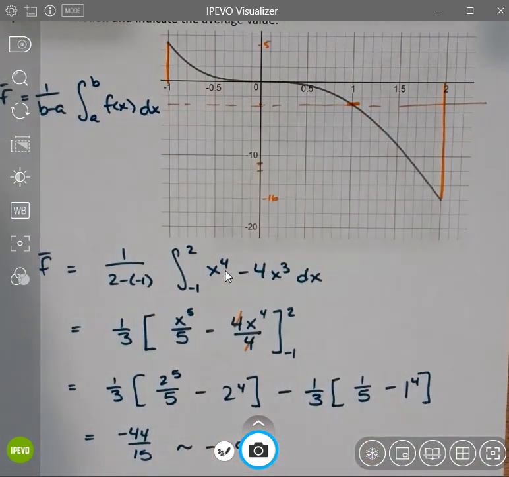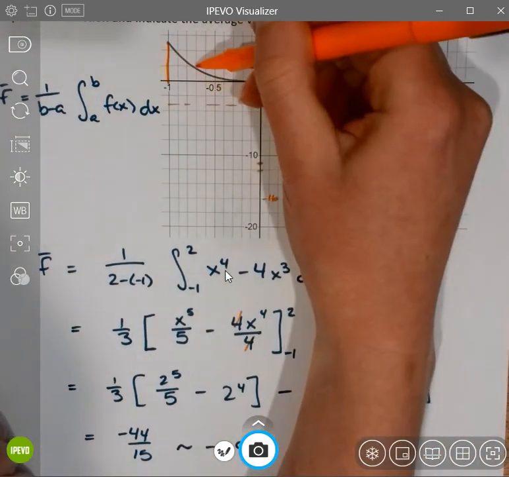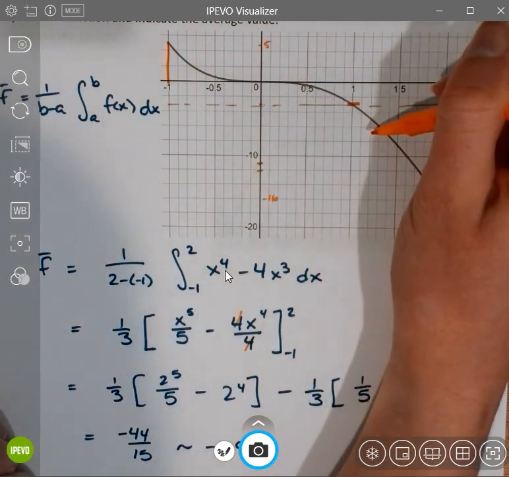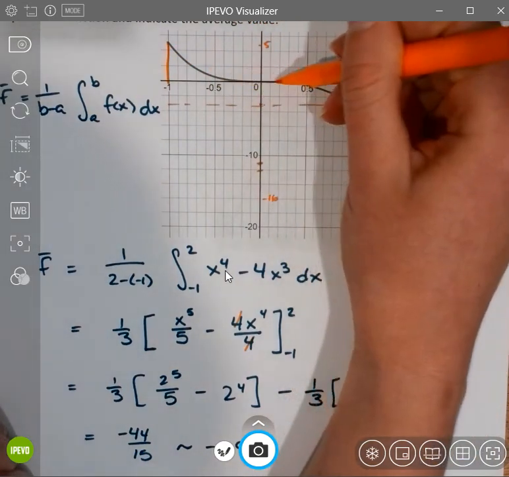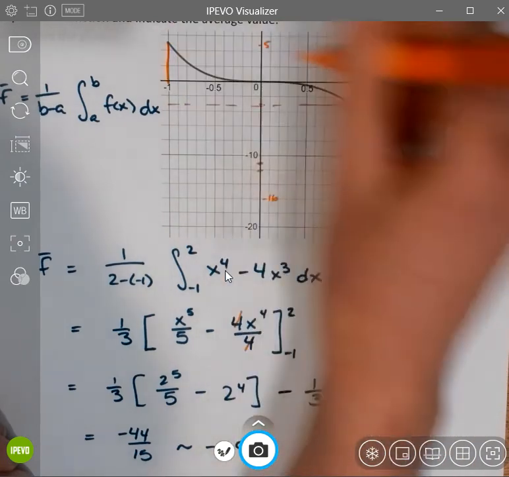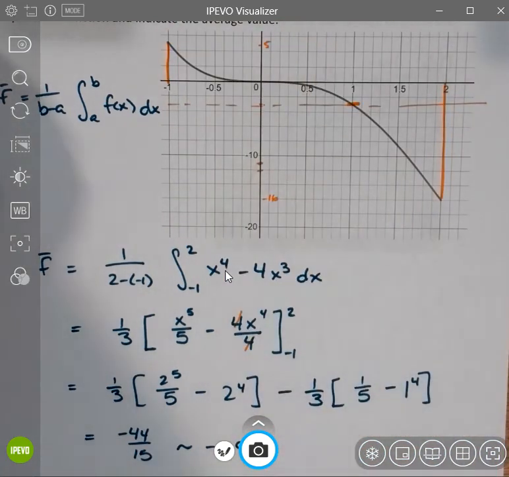Okay. So it takes into account all the y values of the function and how many of them there are at a certain height versus just the individual y values themselves.